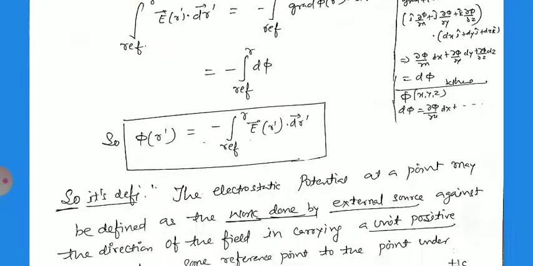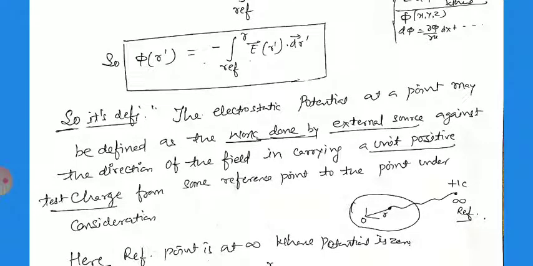So its definition is that the electrostatic potential at a point may be defined as the work done by the external source against the direction of the field in carrying a unit positive test charge from some reference point to the point under consideration. कि इनफाइनाइट से या किसी पर्टिकुलर पॉइंट से रेफरेंस पॉइंट से हम किसी पॉइंट पर आने पे जितना वर्क डन होता है बाय एक्सटर्नल सोर्स, सो अगेंस्ट द डायरेक्शन ऑफ द फील्ड, then this is equal to the potential at that point.